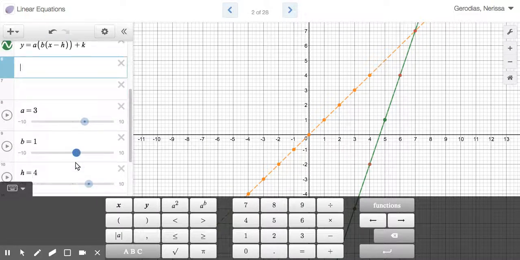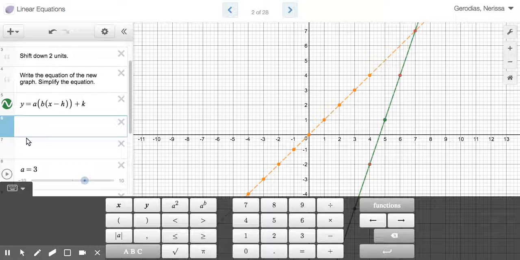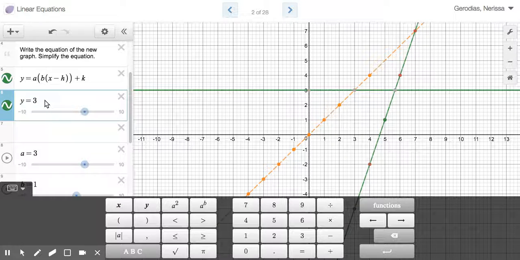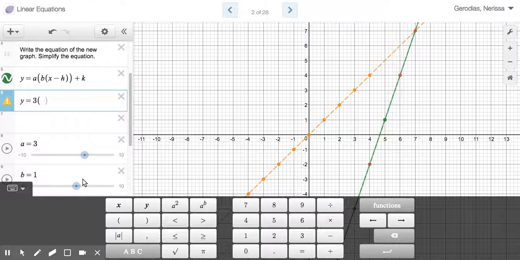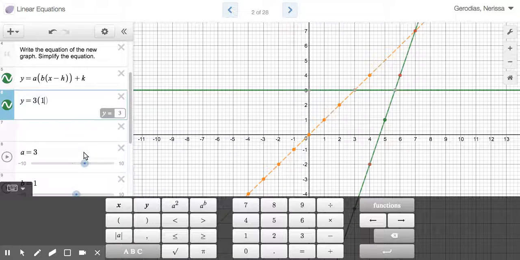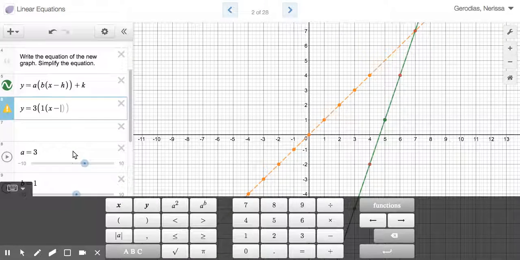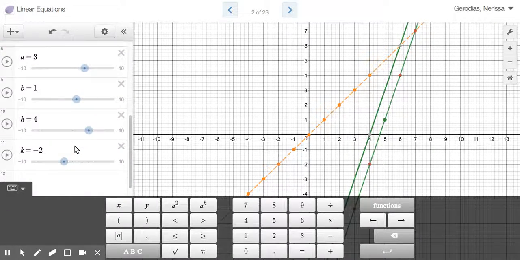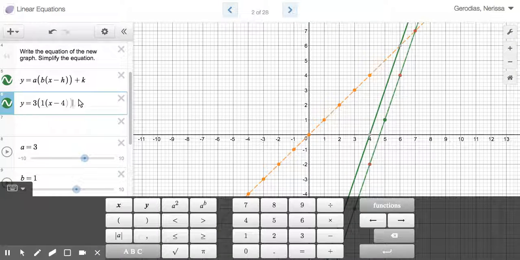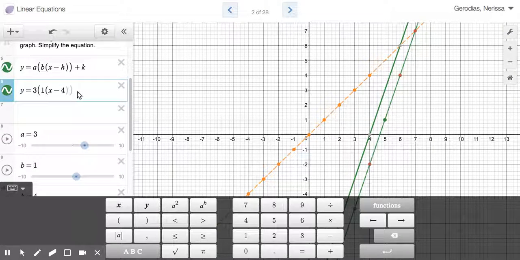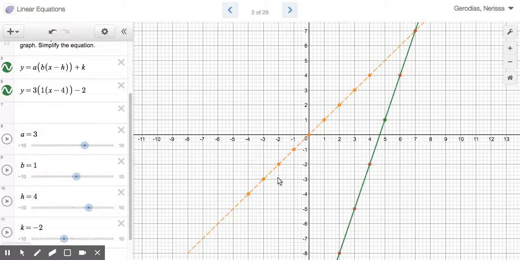Now we are going to plug in our a, b, h, and k values. So we'll have y equals, a is 3, b is 1, times x minus, h is 4, so we put 4, and then plus k. K is -2, so we'll put here just -2. And we know that that is correct because the graph went to this location as well.